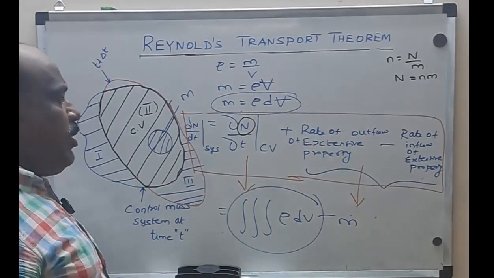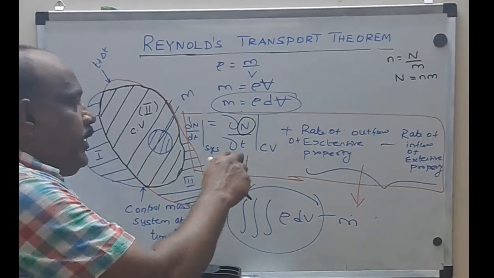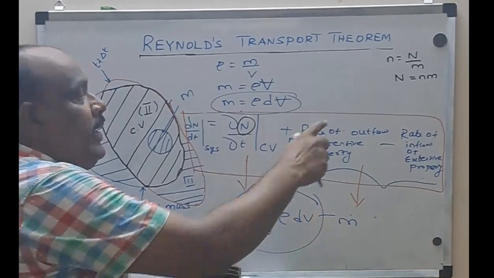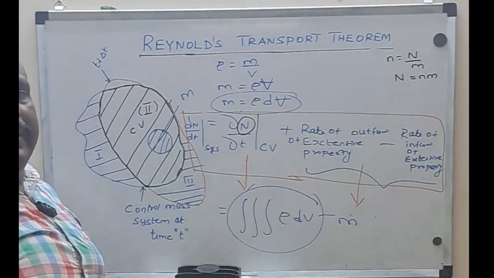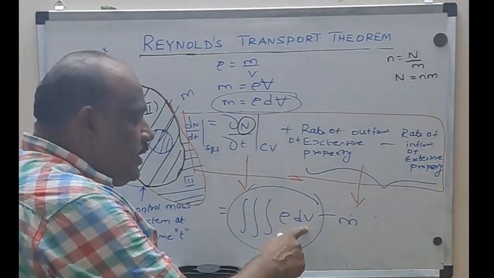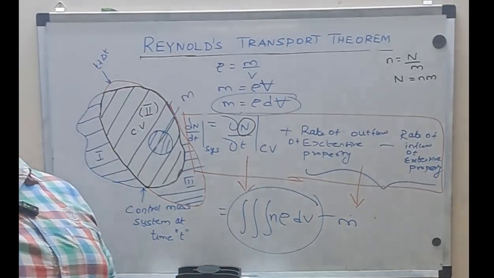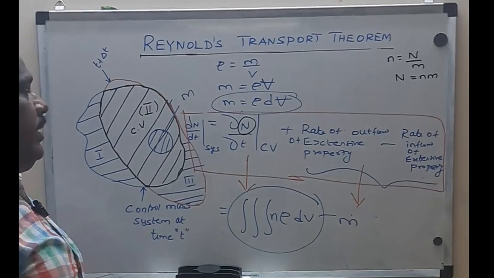Okay. Now what I am about to do is replace this N with this particular m into n. m into n. What is now m? m is nothing but this one, rho dV. Then I have to multiply by n. That's it. I have to multiply by n. I will repeat once again.